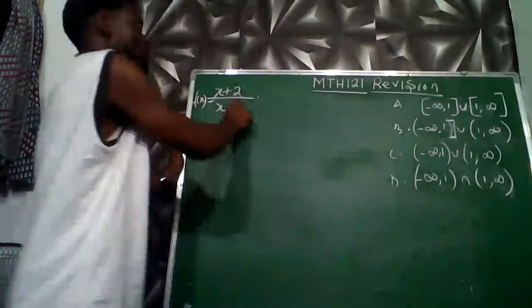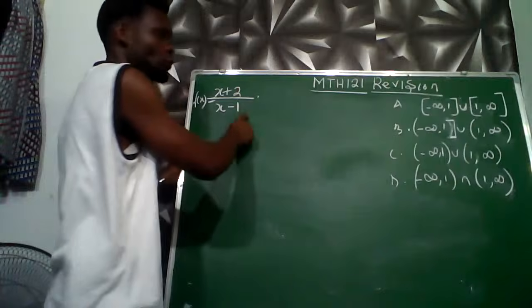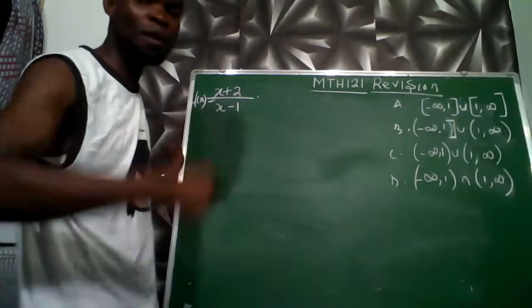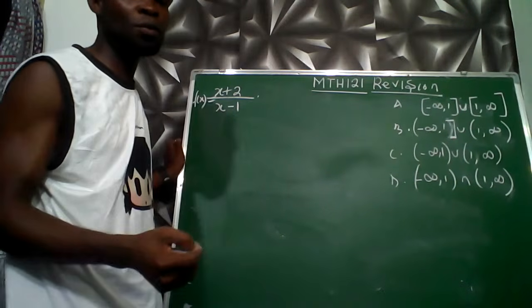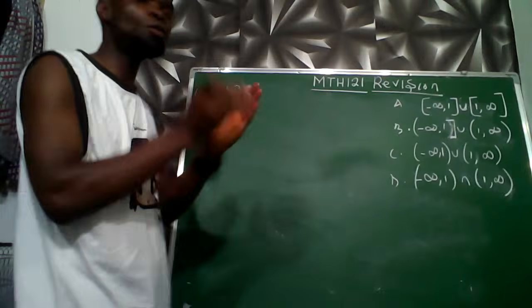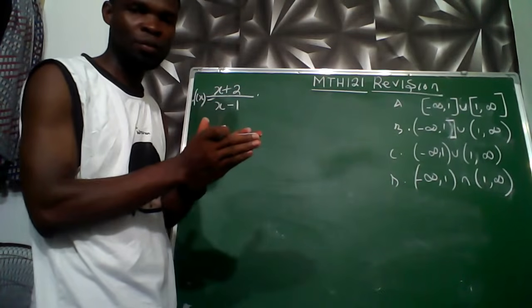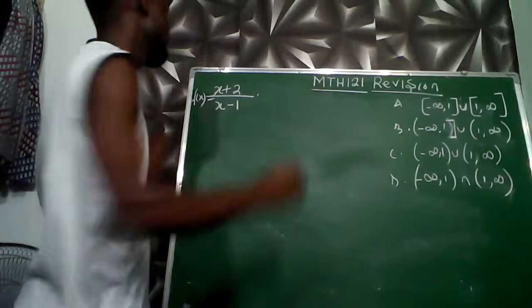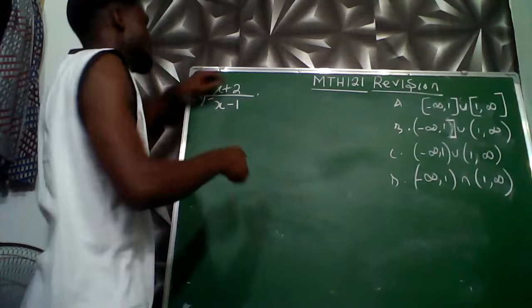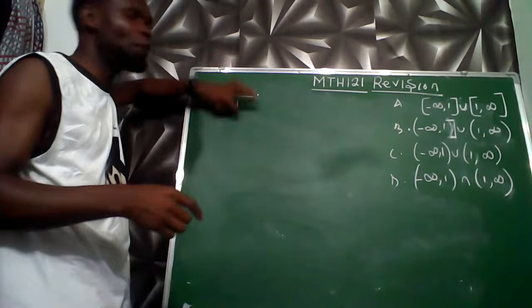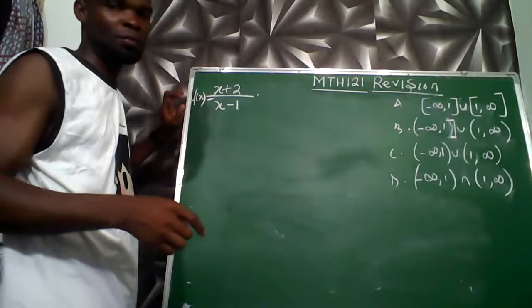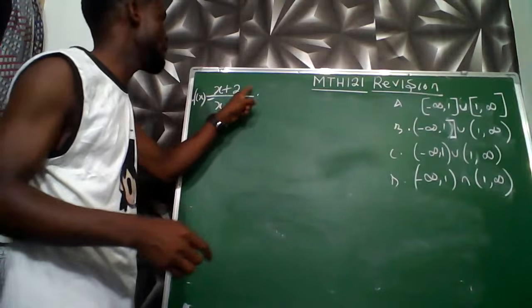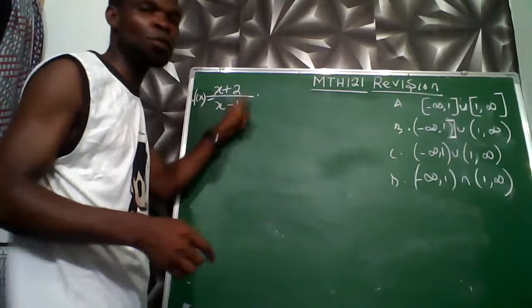Now, this kind of question is a rational function, and the question says find the range of the function. So how do you find the range of a rational function? Step 1, find the inverse of the function.